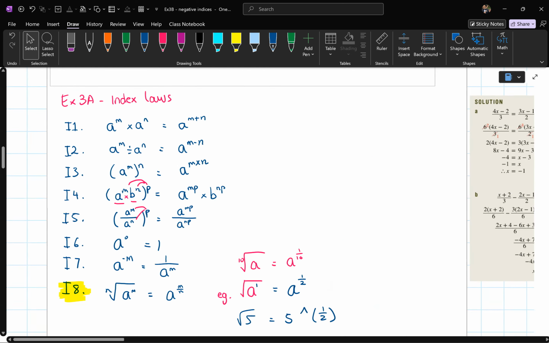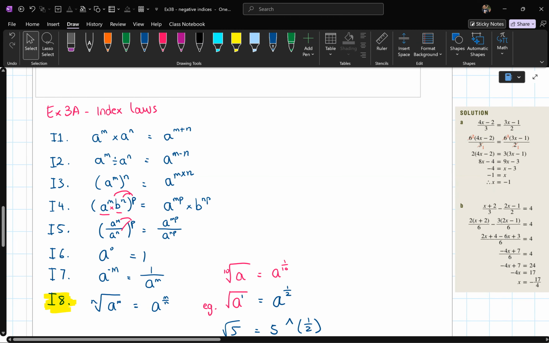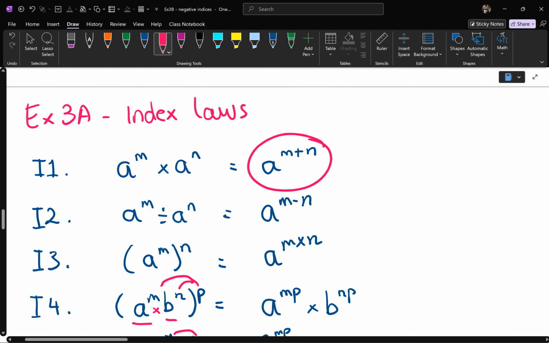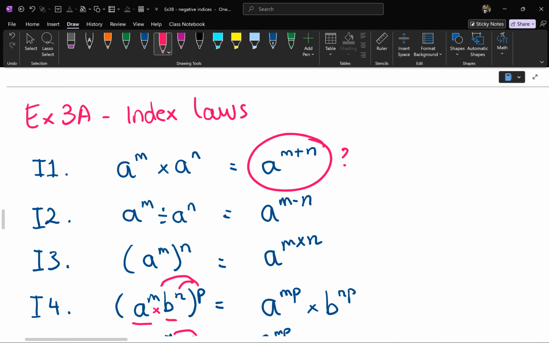Okay, so you've got your index laws. One of my first questions before we do exercise 3B is, why is this true? Can anyone explain to me? Because there's a logic to it. Raf? You take like 3 squared and 3 to the power of 1. That would be 9 times 3, which would then be 27. And if you do 3 to the power of 3, that's also 27.